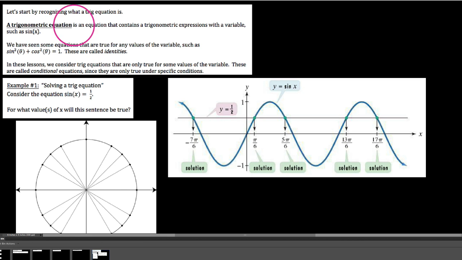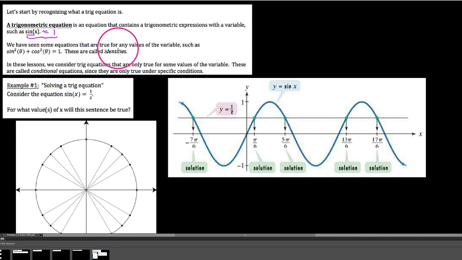We say that a trig equation is an equation that contains any trigonometric expression that also has a variable. So, for instance, we have sine of x here. This would be a trig function with a variable inside of it. If I said sine of x equals 1, this would be an example of a trig equation.